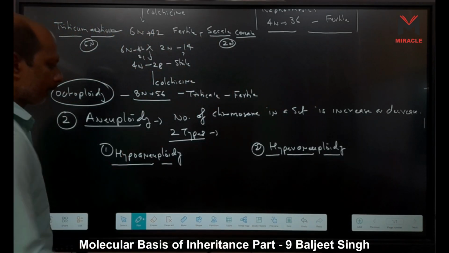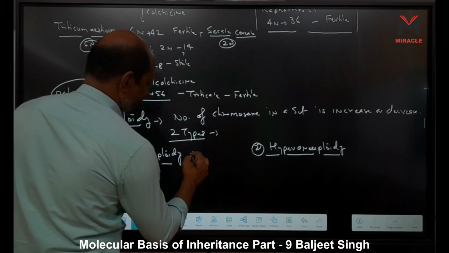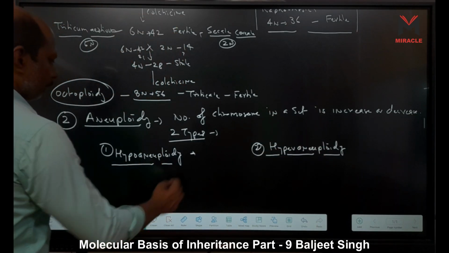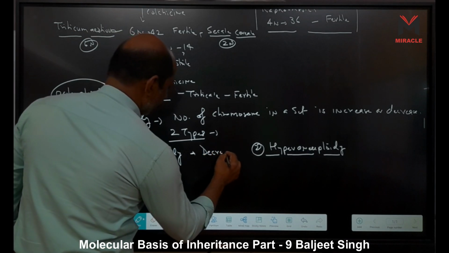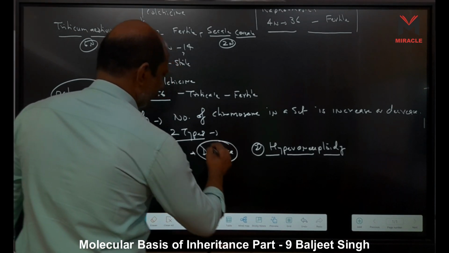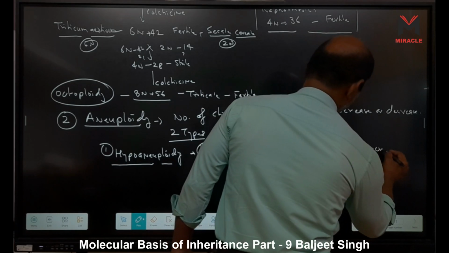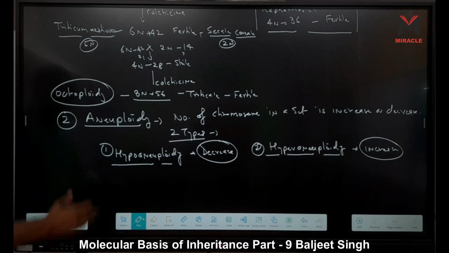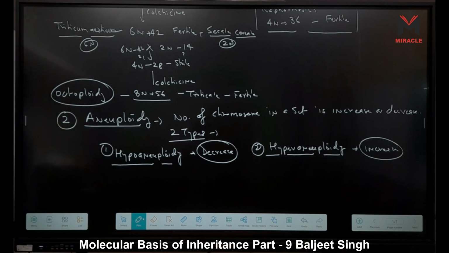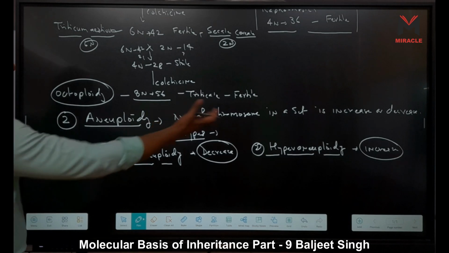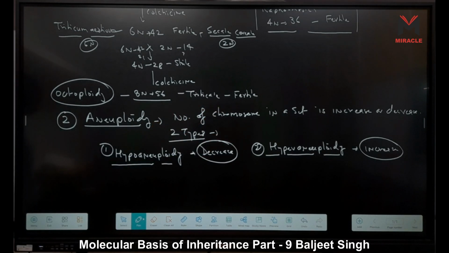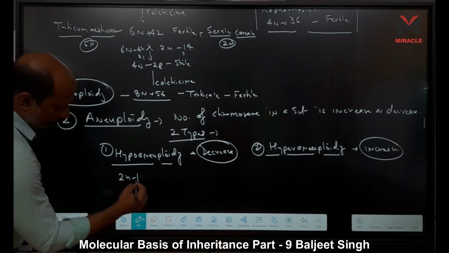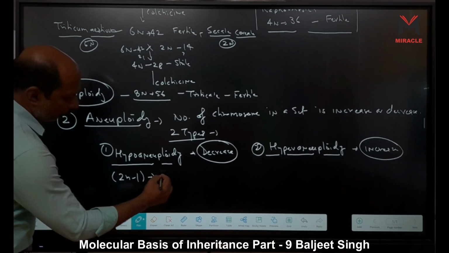Hyper means addition, hypo means deletion. One chromosome decrease, one chromosome increase, right? So this one is decrease, the number is decreased, and this means the number is increased, right? Hypoaneuploidy, hyperaneuploidy. Okay, hypo means loss, and hyper means gain. These are also represented by 2n minus 1. 2n minus 1 means what? Monosomy.